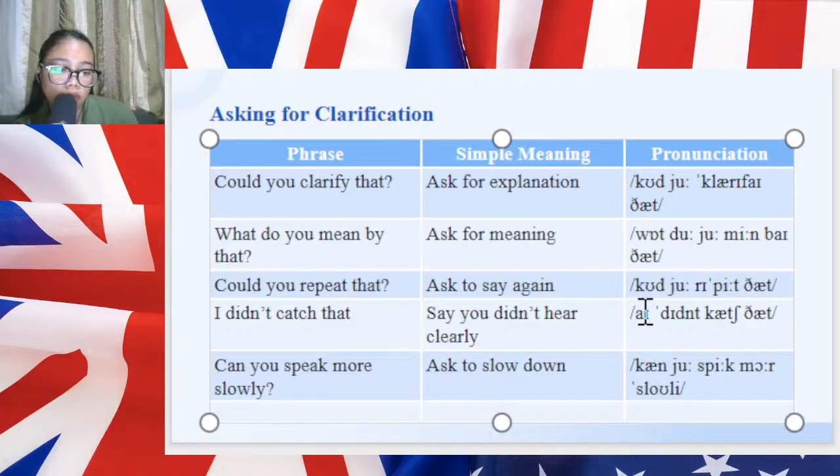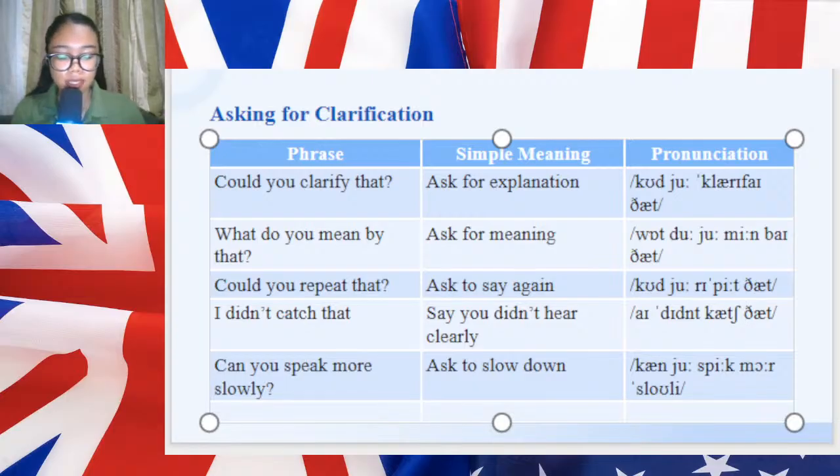So there's a short vowel sound here, and then with a CH sound. Catch, catch, and then that. So same with the other phrases that have the word that. It still sounds the same. And lastly, we have, can you speak more slowly? Can you speak more slowly?